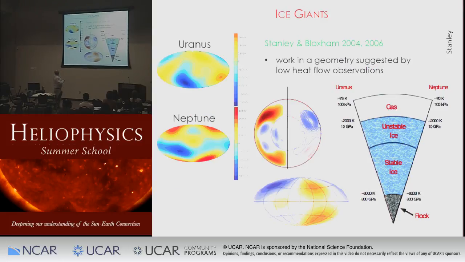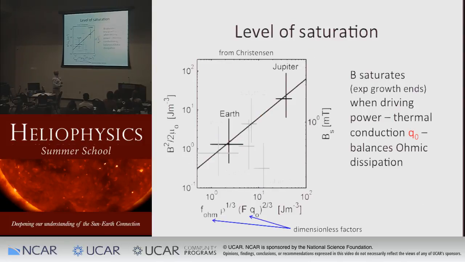And these are the ice giants, Uranus and Neptune. You can see Uranus has a magnetic field that almost doesn't even seem to be dominated by a dipole. So I think a dipole at a very strong angle.